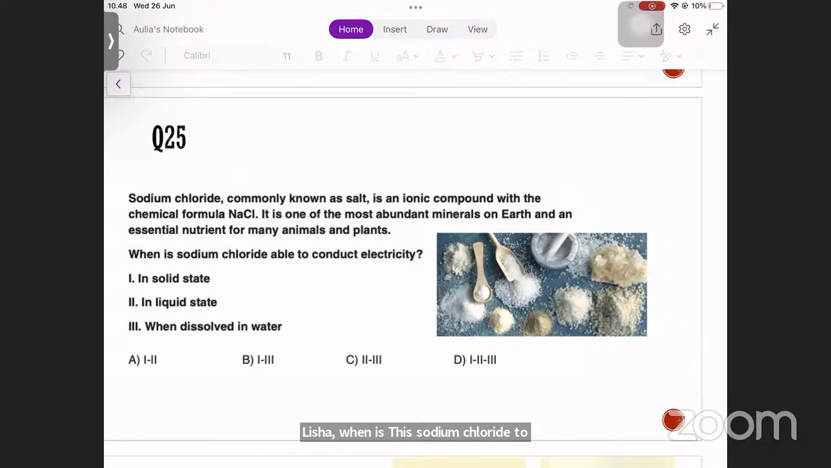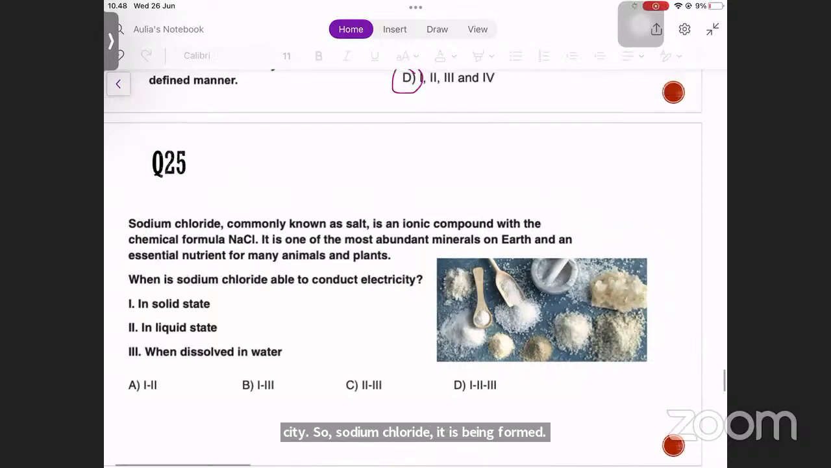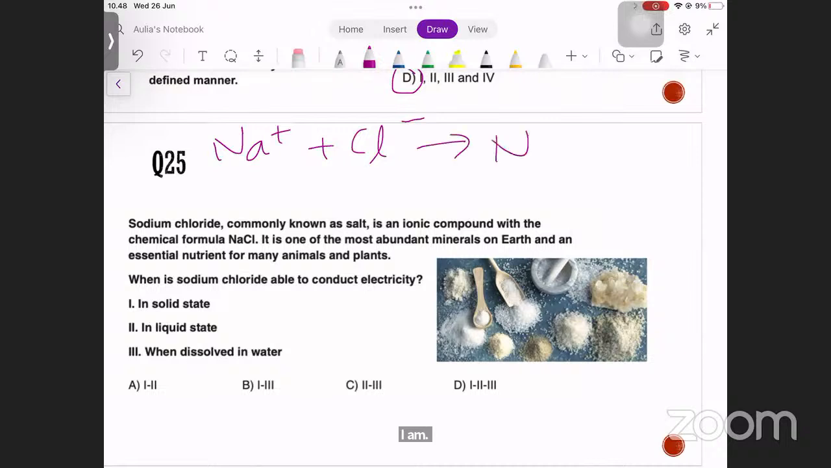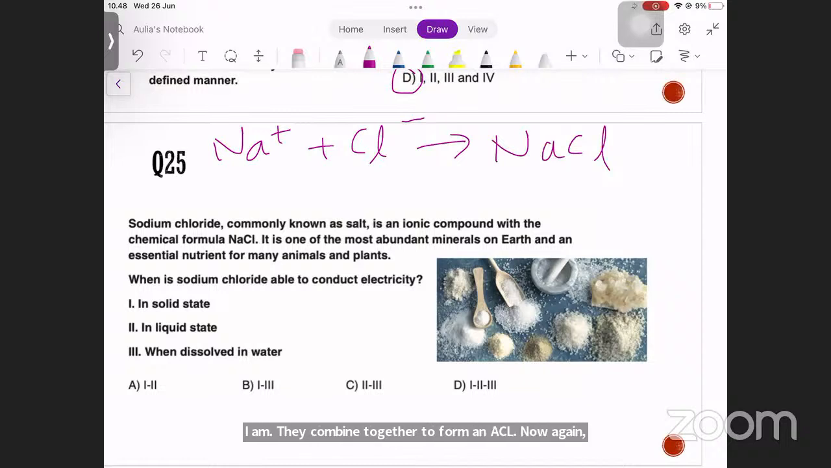Sodium chloride is formed from the combination of sodium ions and chlorine ions. They combine together to form NaCl. Now, again, you can use the analogy of table salt at your home. Does it conduct electricity or not? And the answer is, when it is a solid salt, it doesn't conduct electricity.